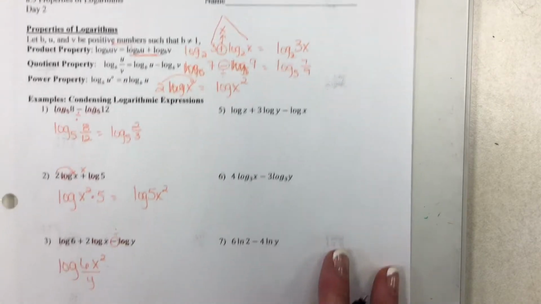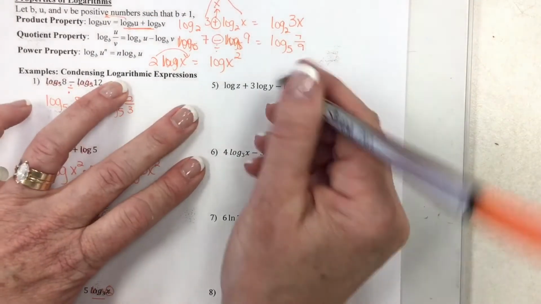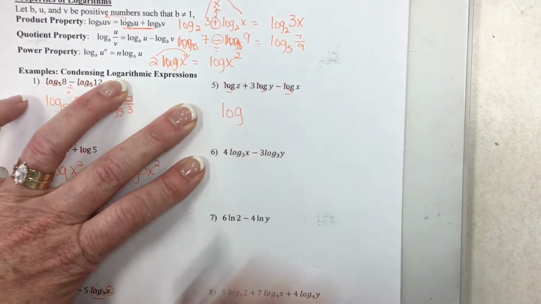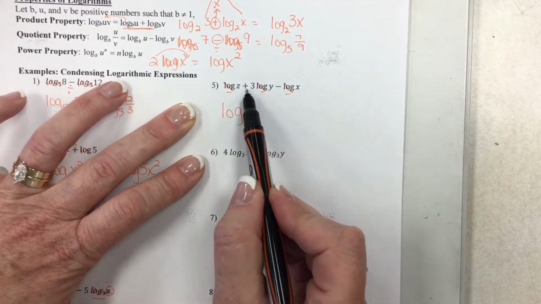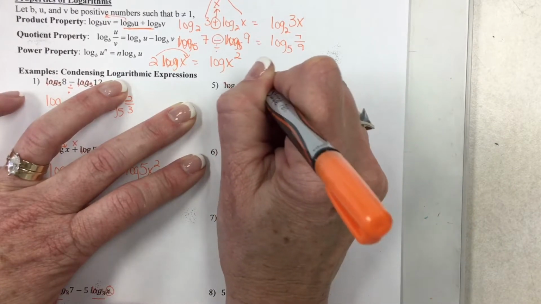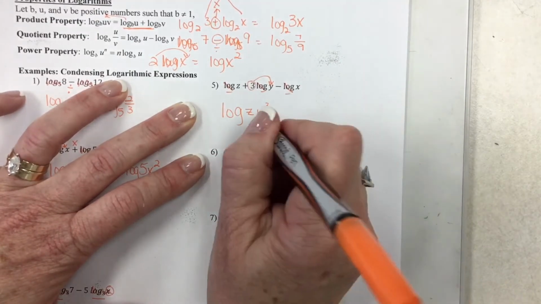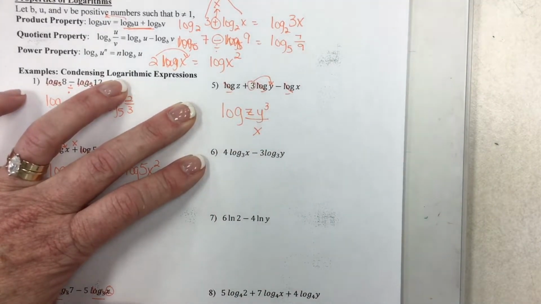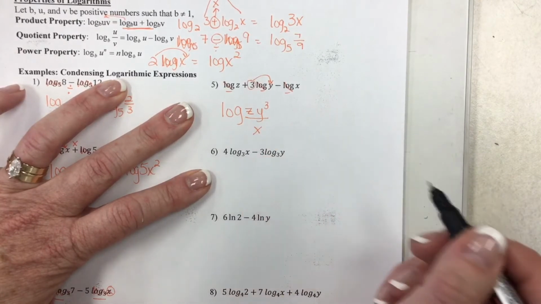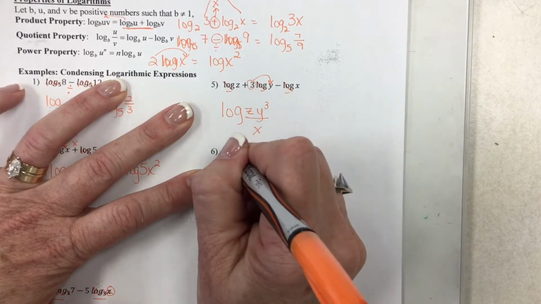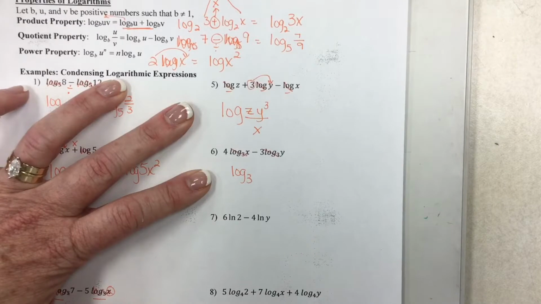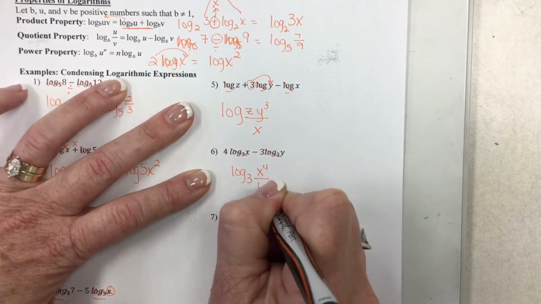Number 5. I have 3 logs. I write it 1 time. Cross off those logs. These 2 logs are separated by a plus, so that means they're being multiplied. So I get z y cubed, that 3 is an exponent of the y. The subtraction means division, all divided by x. Number 6, I have 2 logs, get rid of those. So I write the log one time only, x to the 4th divided by y cubed.